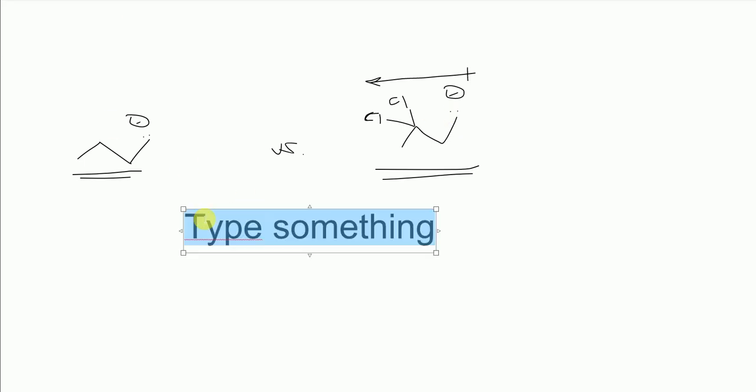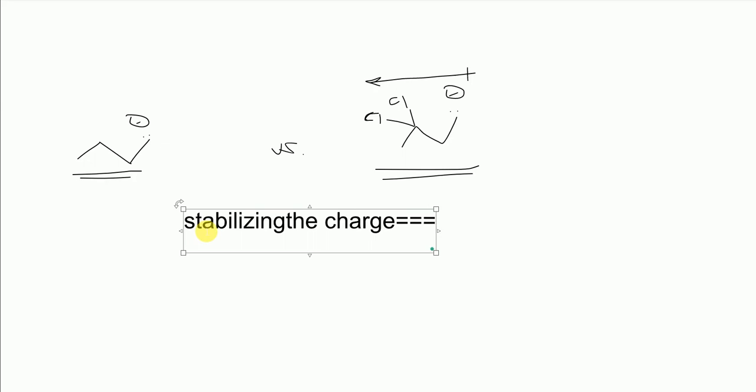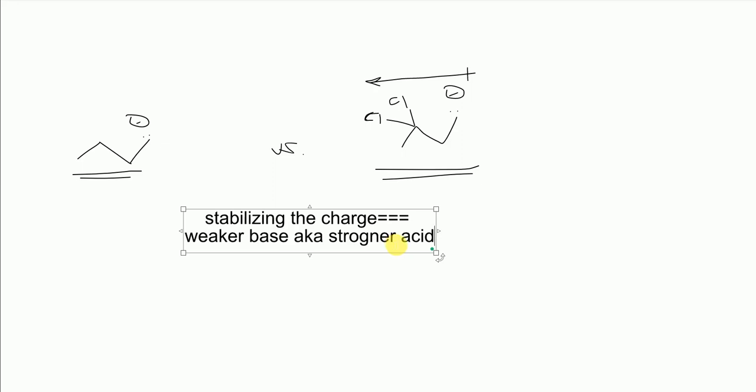So stabilizing the charge equals weaker base, all right? That's what it means, and AKA stronger acid. We'll look at acids more directly. We've been comparing bases so far. All right, so now let's look at acidic protons just to really nail the concept home.